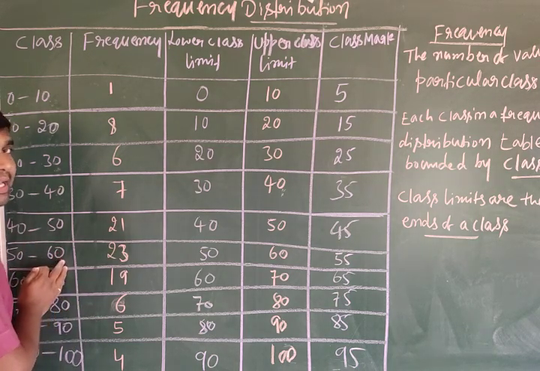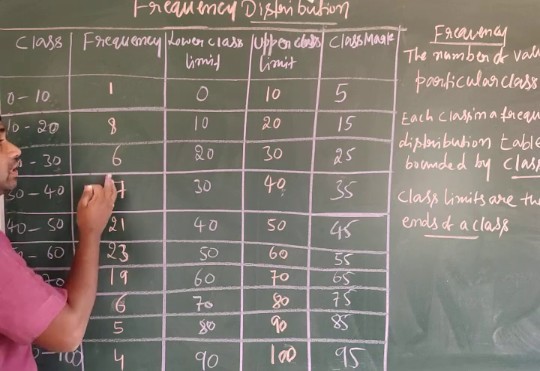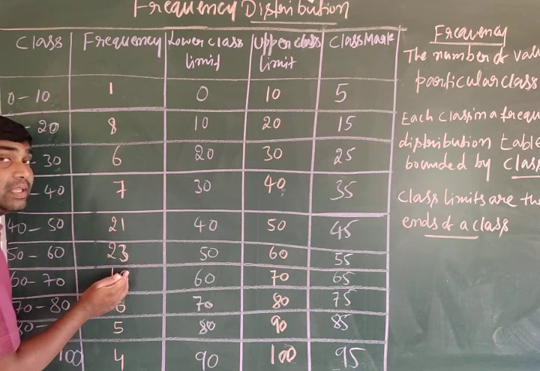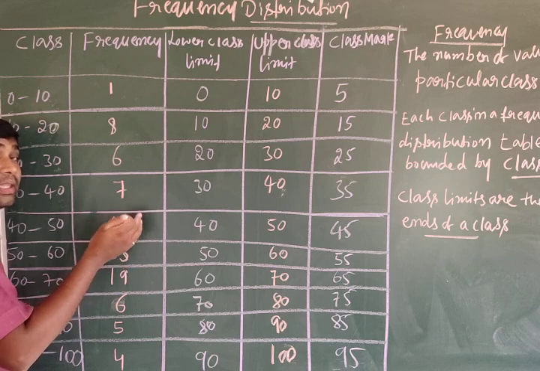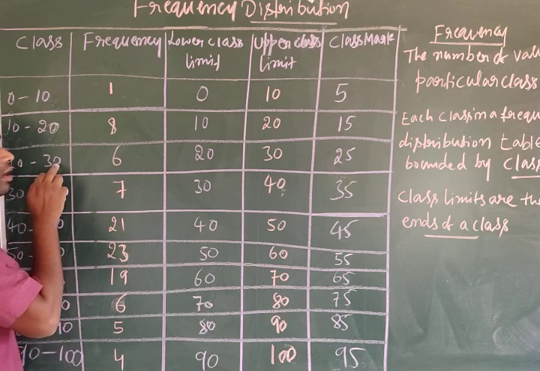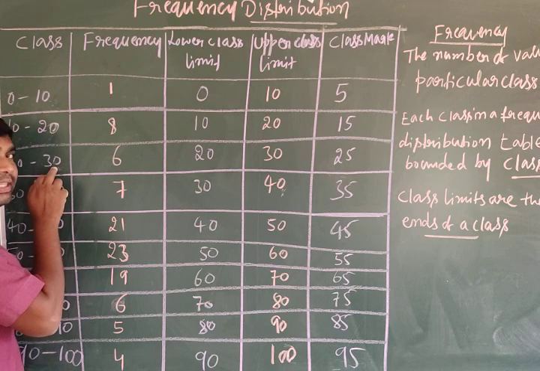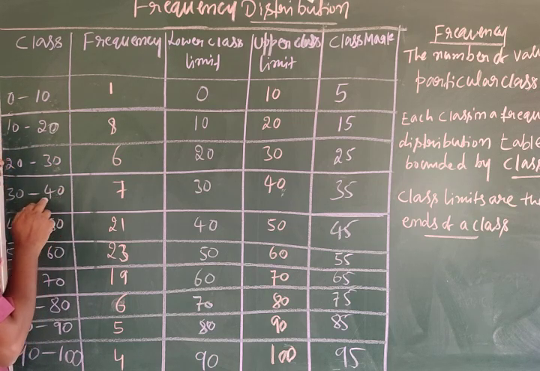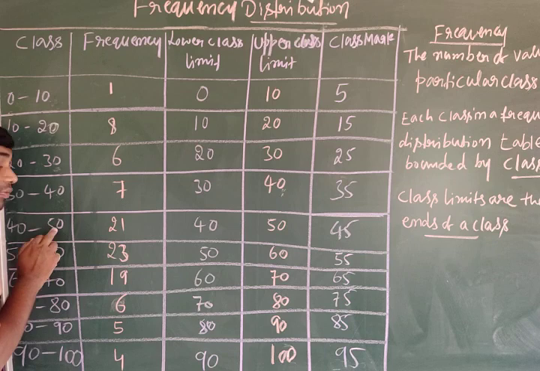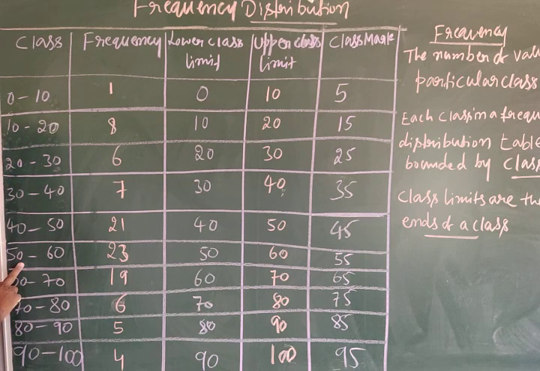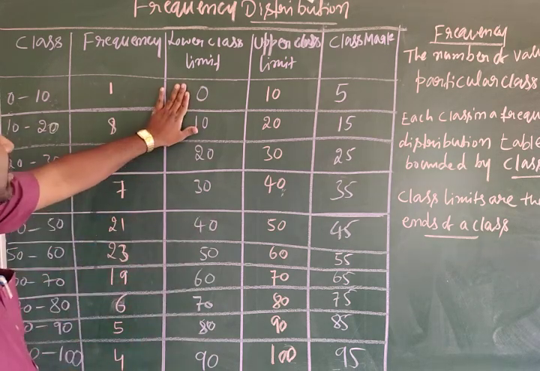So these are the class limits, lower limit and upper limit. These are the frequencies. How can we determine them? On the basis of the table: how many got below 30, excluding 30? How many are below 40, excluding 40? How many are below 50, excluding 50? Because 50 will be counted in the next class. These are all frequencies.